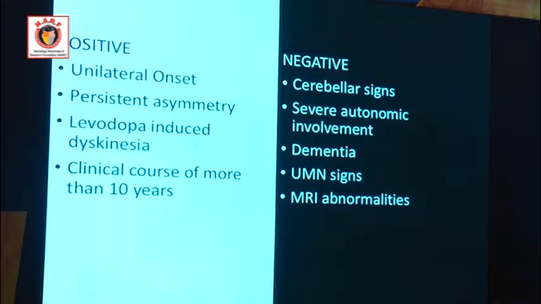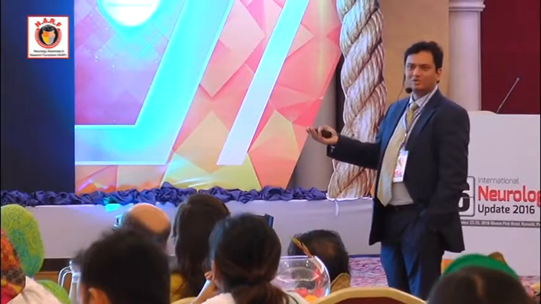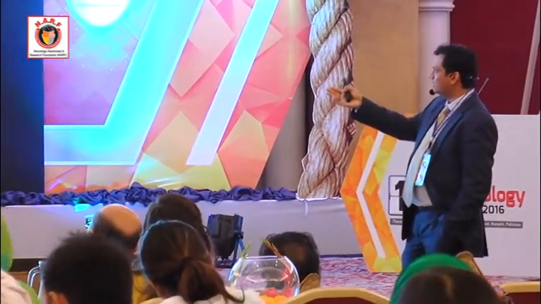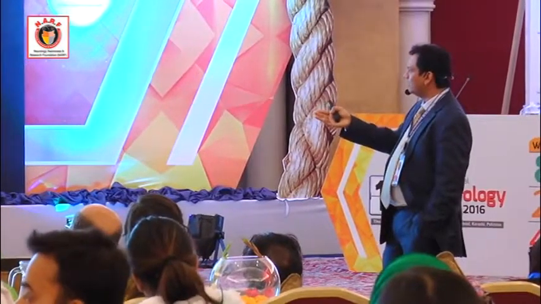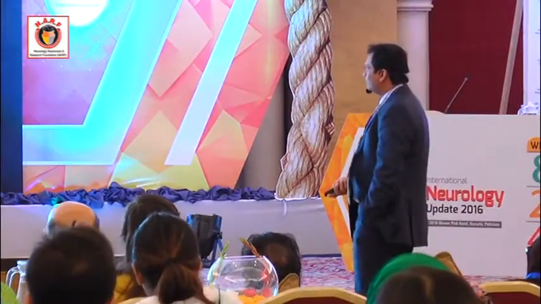So here's a list of some of the things that fool me often. On the negative side, don't forget to check the cerebellar signs, severe autonomic involvement, dementia, upper motor neuron signs like Babinski. Now many times you will skip that, it's Parkinson, why do we need to check Babinski? That can change your whole diagnosis. And MRI abnormalities, and you need to see that it was unilateral onset, it had a persistent asymmetry, it had levodopa-induced dyskinesia. So those things can help you.